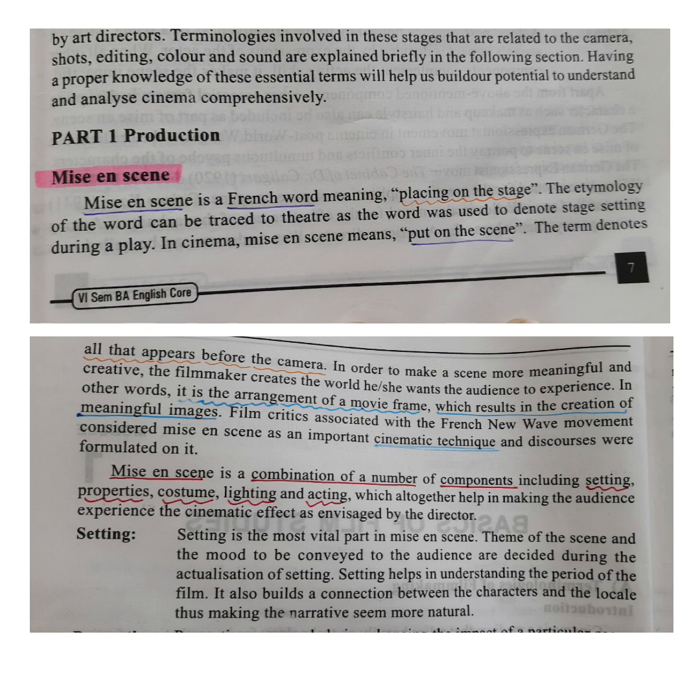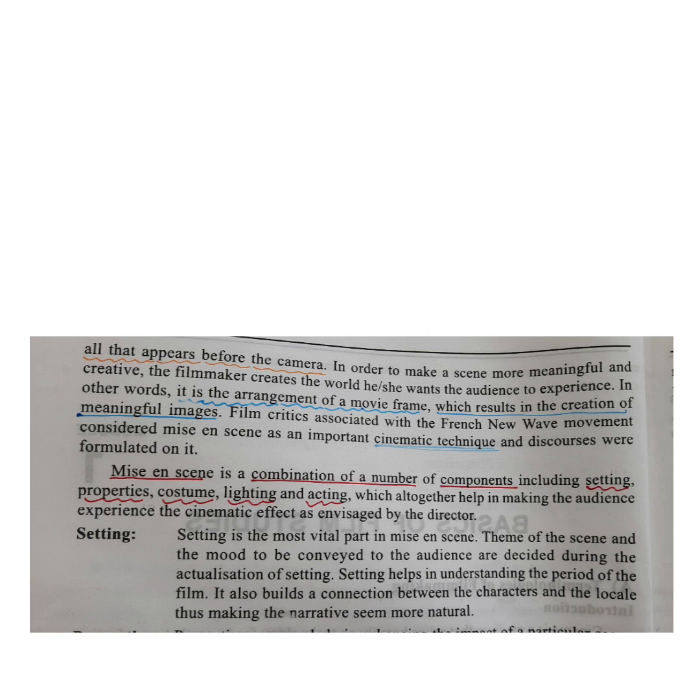In order to make a scene more beautiful and creative, the filmmaker creates the world he or she wants the audience to experience. In other words, it is the arrangement of a movie frame which results in the creation of meaningful images. Film critics associated with the French New Wave movement considered mise en scene an important cinematic technique, and discourses were formulated on it. Mise en scene is a combination of a number of components including setting, properties, costume, lighting, and acting.